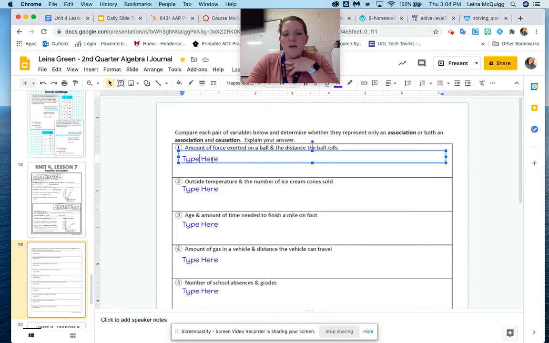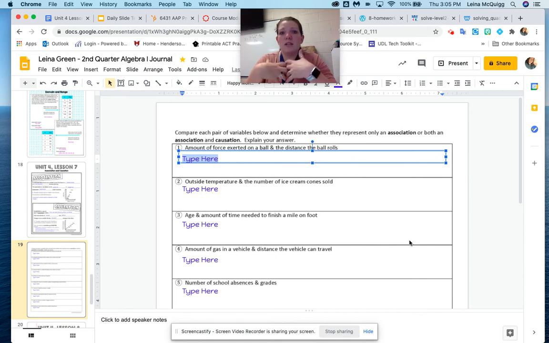All right, so number one, we have the amount of force exerted on a ball and the distance the ball rolls. So are these two things related? So the amount of force, so how hard are you throwing the ball? And then how far will it roll? Well, if I push the ball really hard, it's going to roll further, right? Or if I push it really soft, it's not going to roll as far. So these things are related.